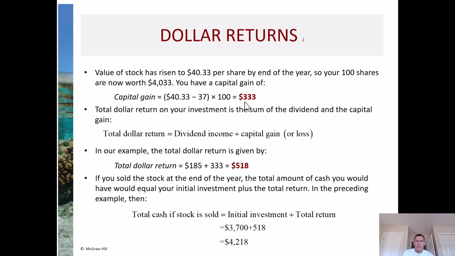The total dollar return on your investment is the sum of the dividend and the capital gain. So the total dollar return equals the dividend income plus the capital gain or loss. So in our example, you just add the two together, right? The $185 from dividends plus the $333 capital gain. So the return is $518. If you sold the stock at the end of the year, the total amount of cash you would have would equal your initial investment plus the total return. So in our example, it'd be $3,700 plus the $518, and that would give us $4,218.